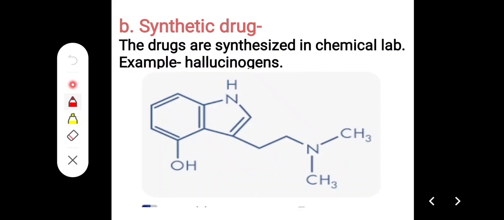Next one, the synthetic drug. The drugs which are synthesized in a chemical lab. That is, we have to use a chemical laboratory. For example, hallucinogens.